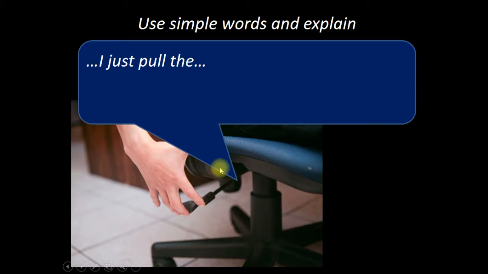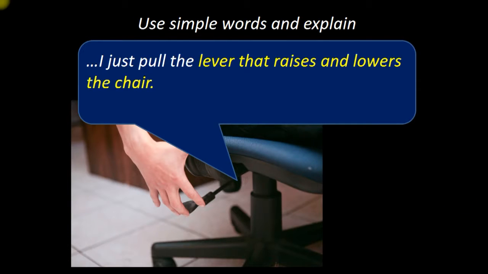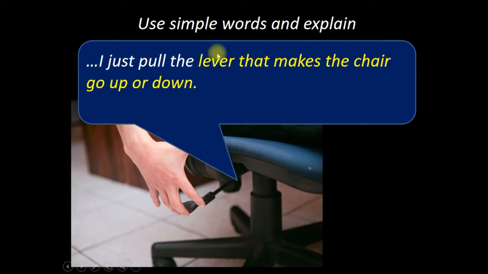Let's look at another example. What would you call this in English? Well, it's a lever. And what's the purpose? It's a lever that raises and lowers the chair. Or, I just pull the lever that makes the chair go up or down. So again, we notice object, description.